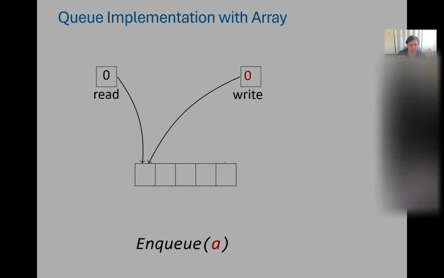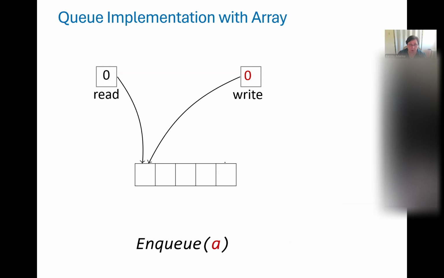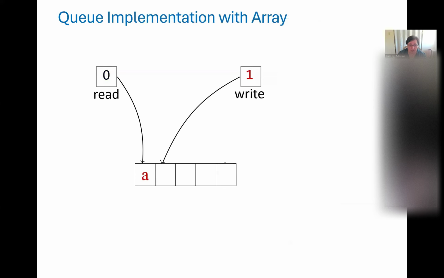So now, if I want to enqueue A, I'm going to place it into the position indicated by write, and I increment write. So now write is pointing to the next slot in the array. In this way, I have two pointers in the array. One represents the place from which I read, and another the place at which I add. So here, enqueue B, the write will move past B.